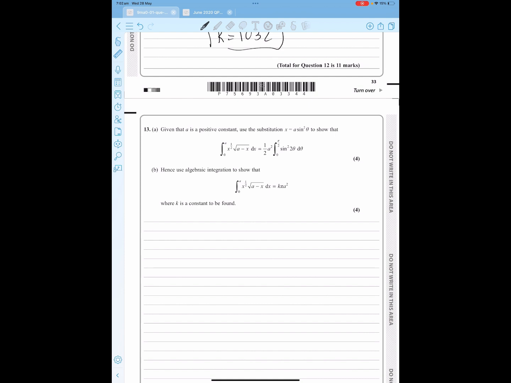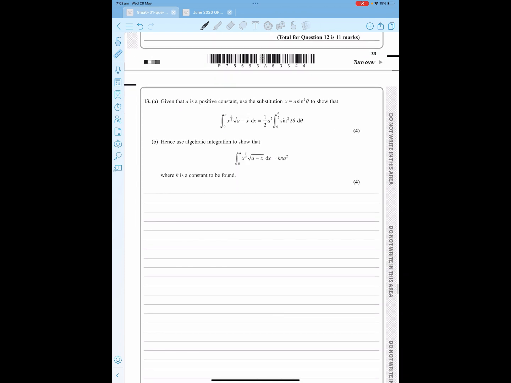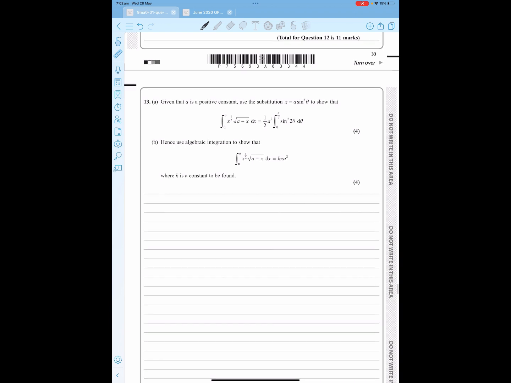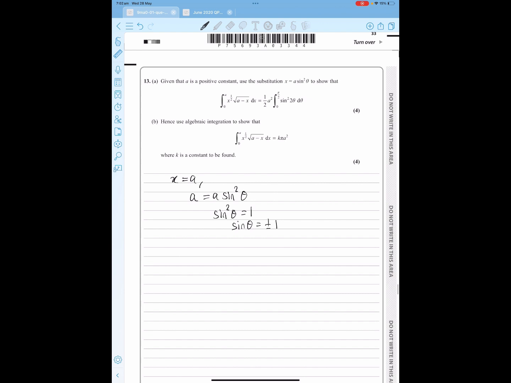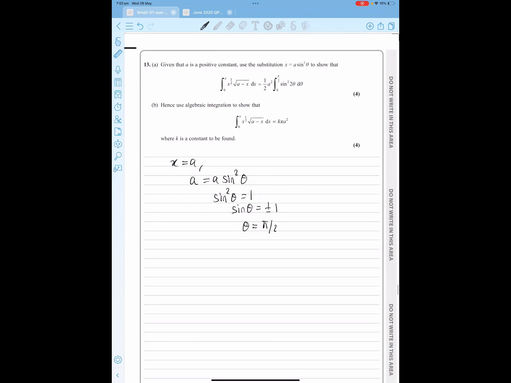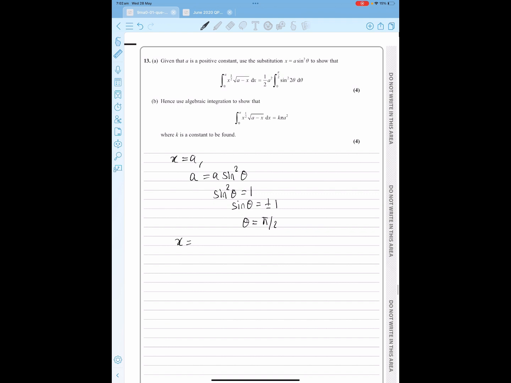So the first thing that I would do is deal with the limits. I need to show that the limits of that integral can be rewritten as that. When x equals a, a equals a sine squared theta, so sine squared theta equals 1, sine theta equals plus or minus 1, but we would just use theta equals pi over 2. Let's double check that is right. Yeah, that's fine. And when x equals 0, sine squared theta equals 0 and theta equals 0. So those are our limits done.